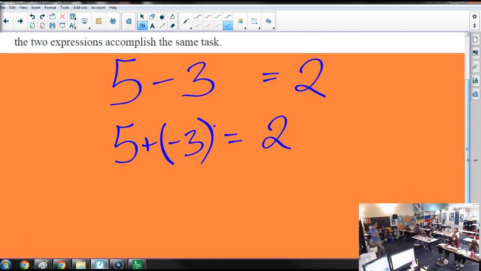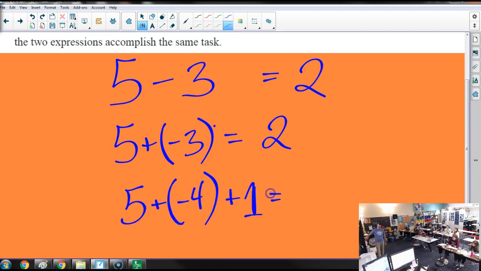Toby, was that what you were also going to say? Bella? Ooh, 5 plus we're going to add in 4 negative tiles, but then add in another positive tile. We'll go 1 more and then move on.